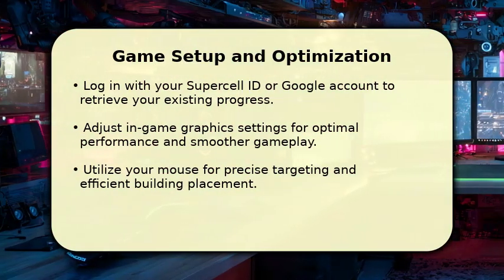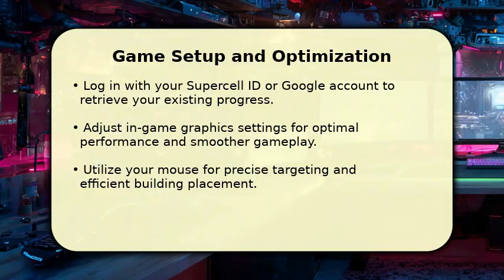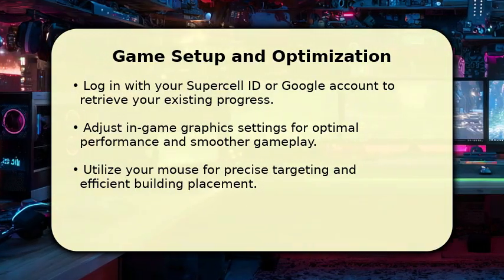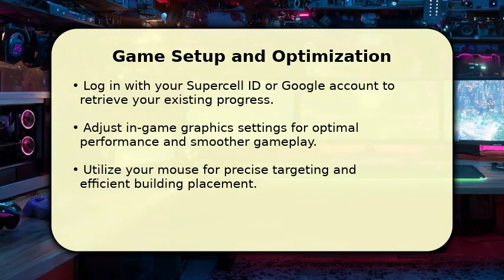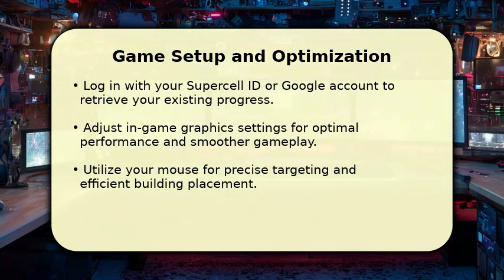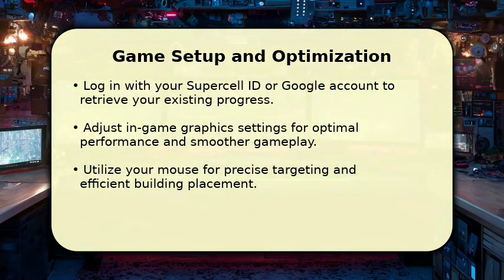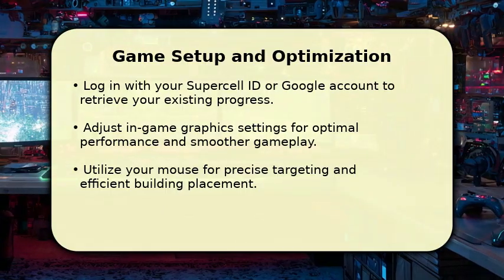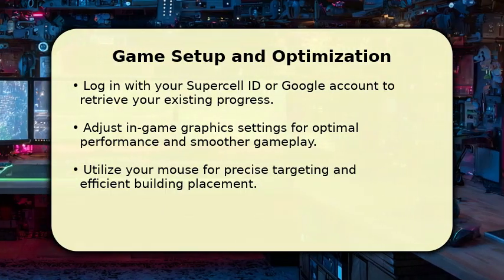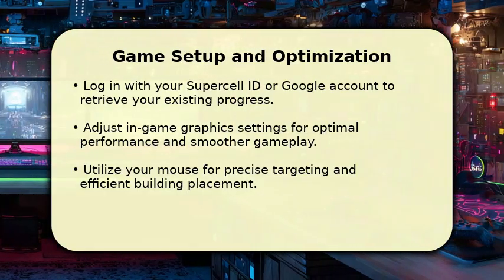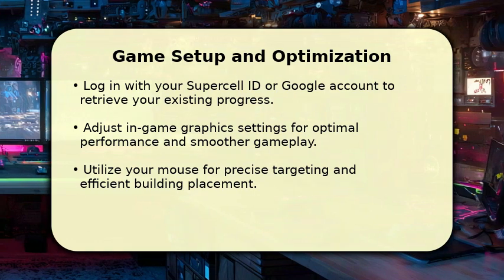After installation, launch Clash of Clans from your app launcher. You will be prompted to log in. Use your Supercell ID or Google Play Games account to retrieve your existing village in progress. For the best experience, visit the in-game settings to adjust graphic quality, often found under More Settings, to a lower or medium option if you notice any lag. Your mouse provides excellent precision for troop deployment and base building.